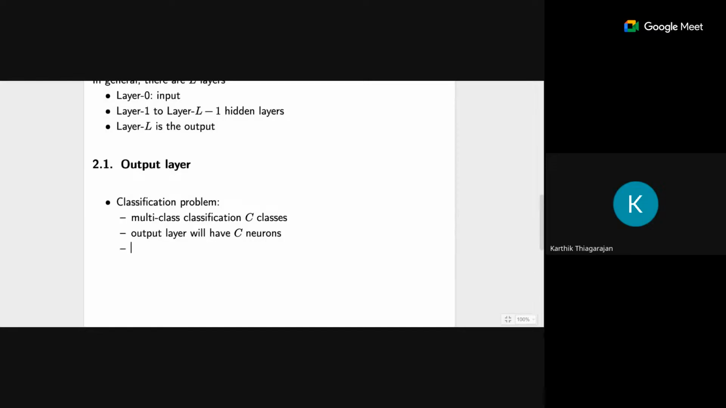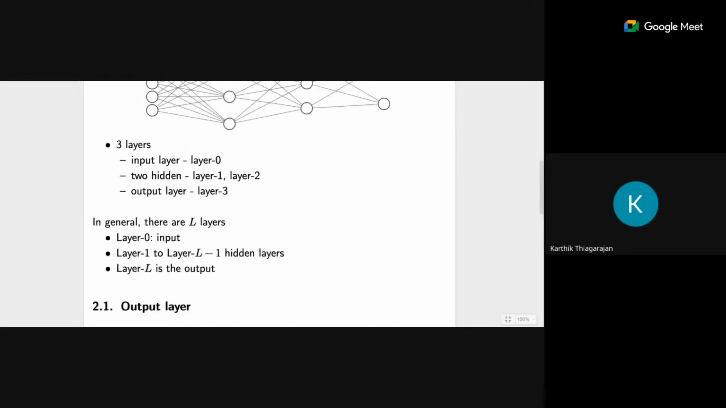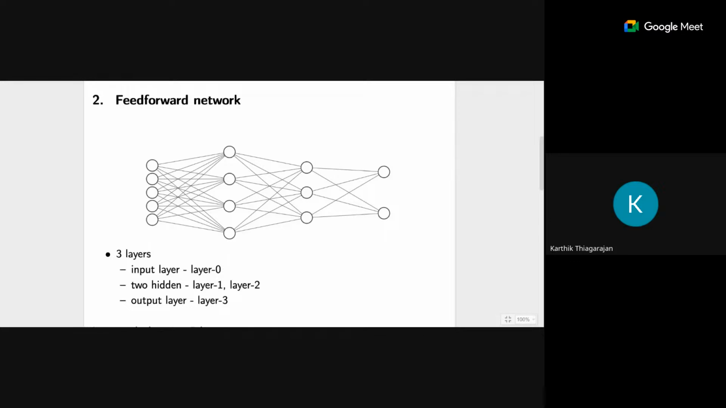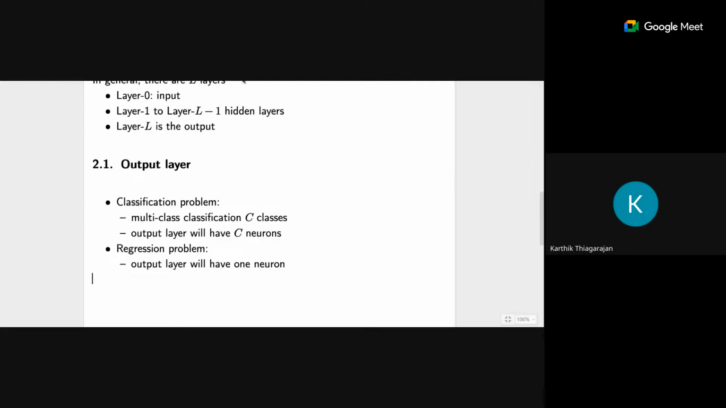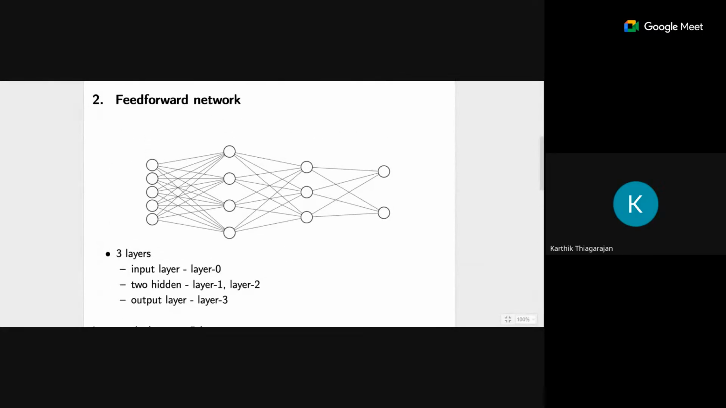If it's a regression problem where you have only one regression output, typically you have only one output, so that's a scalar output, so that will have just one neuron. I hope this part is clear. So this is the general idea behind the feed-forward neural network. Now, any questions so far regarding the feed-forward neural network as such, what it's trying to do?